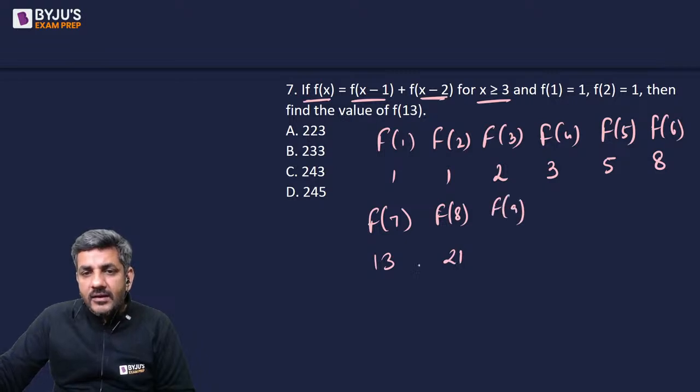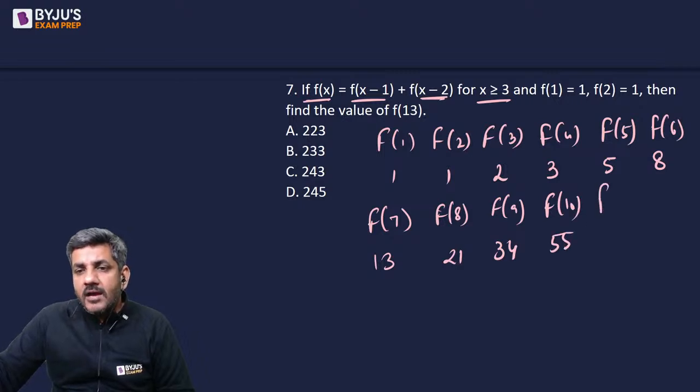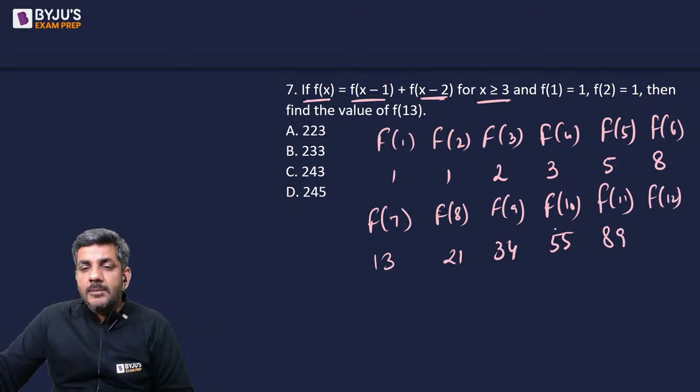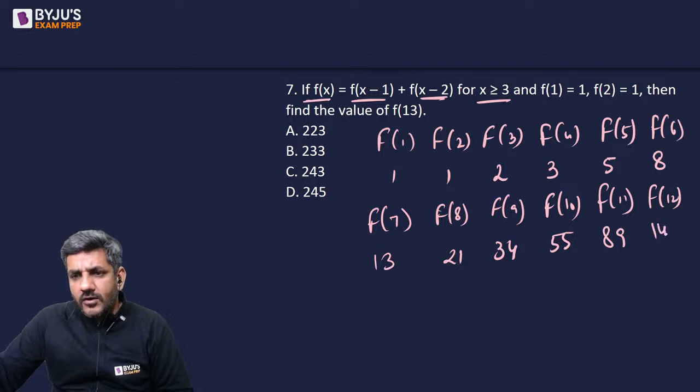F of 9 is 13 plus 21, 34. F of 10 is 34 plus 21, 55. F of 11 is 55 plus 34, that is 89. F of 12 is 89 plus 55, that is equal to 144.